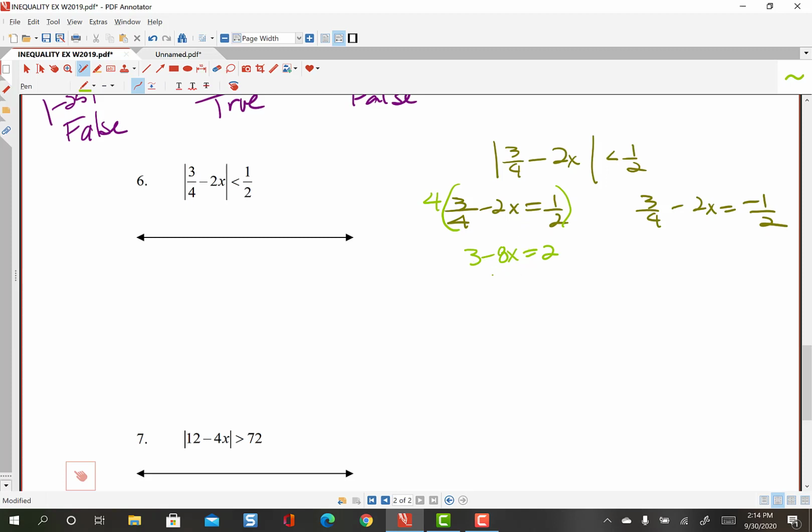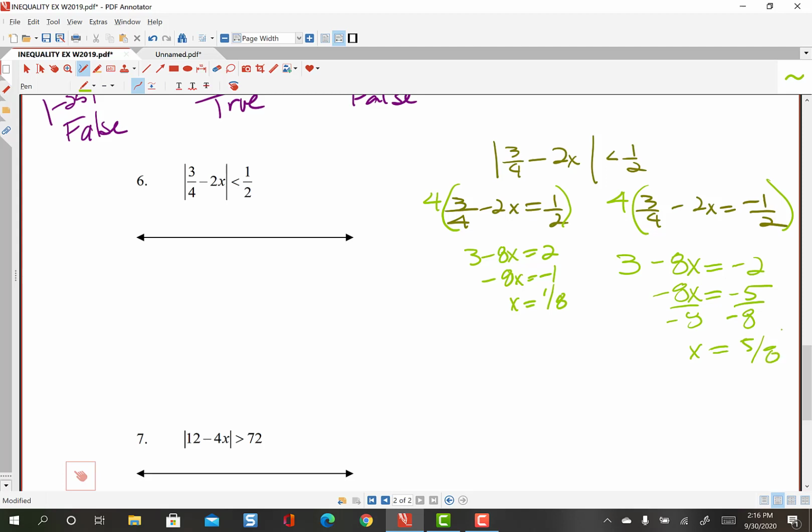Now, let's subtract the 3. So I have negative 8x is equal to negative 1, or that x is equal to a positive 1/8. Please be careful with your signs. Now, likewise over here, if I multiply by 4, we're going to distribute this 4. So this is going to give me 3 minus 8x is equal to negative 2. Let's subtract 3 from both sides, so I'd end up with a negative 5. And if we divide both sides here by negative 8, we get x is a positive 5/8.